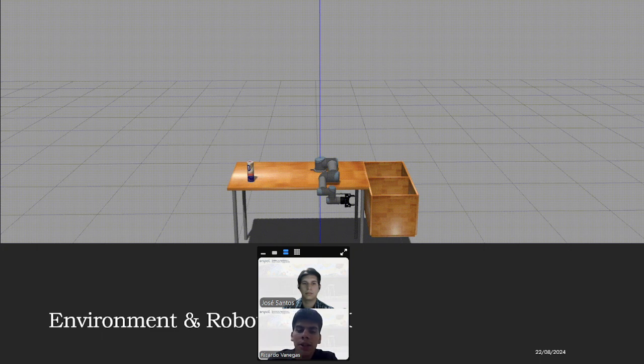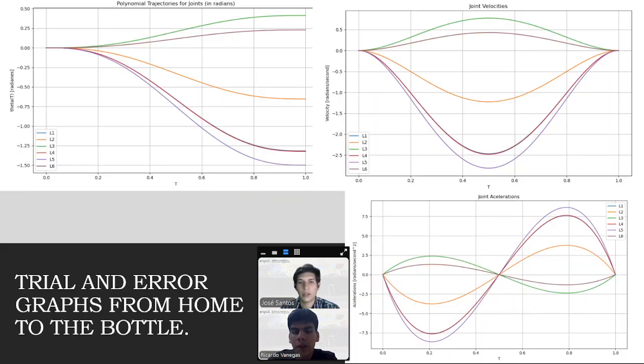Here is the simulation using inverse kinematics, but you can see that the arm is going the wrong way because the inverse kinematics gives us the wrong angles. So for the presentation, we want to achieve the goal.